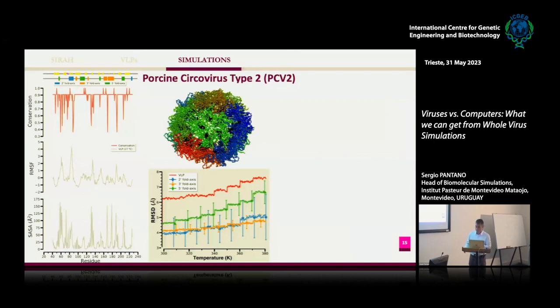As I hope you may notice, wherever there is a low conservation peak here, there is a high peak here for flexibility, and also a high peak here for accessibility. So essentially this tells you that there are some amino acids in the virus that are not conserved, and these are the same that are very flexible and are exposed to the solvent.